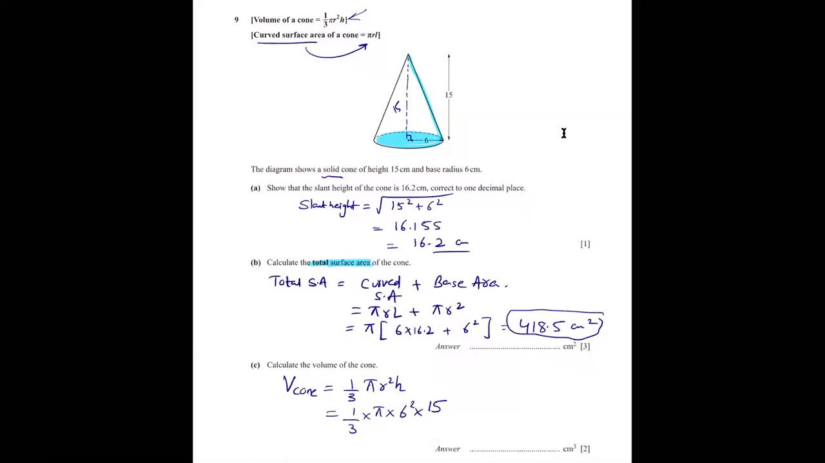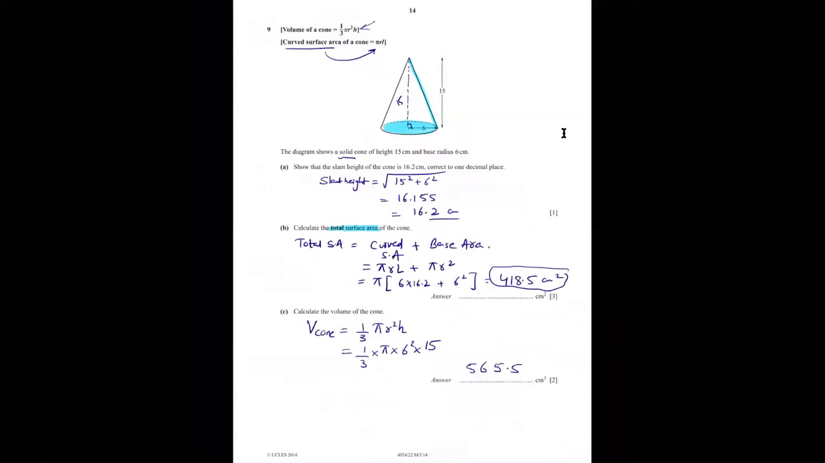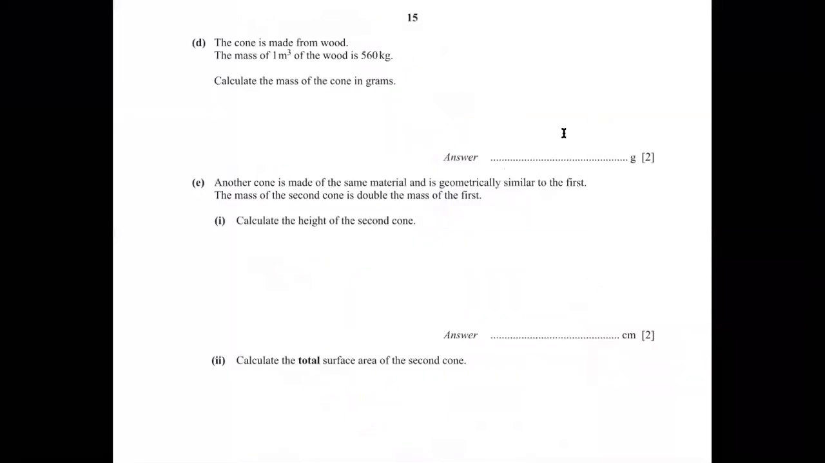36 times 15 divided by 3 times pi, it's 180 pi, which is equivalent to 565.5 centimeter cube. All right, so you have the volume of the cone, straightforward. Okay, now what is part D saying?